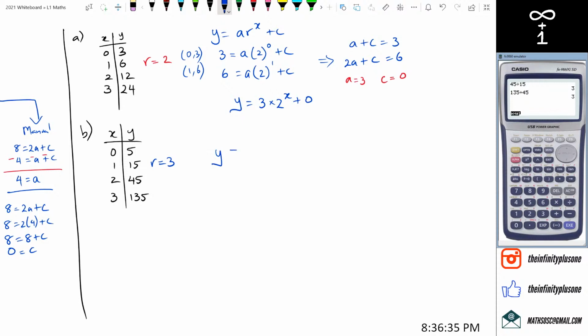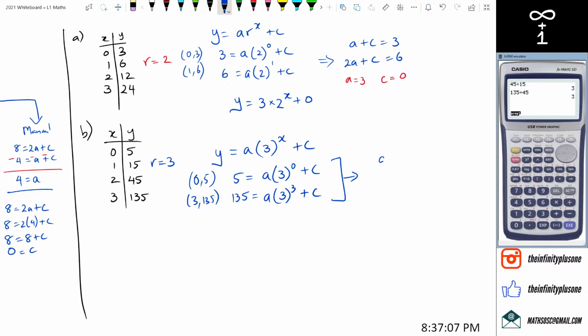So I've got y equals a, 3 to the power of x plus c. I'm going to take 2 points. So I've got 0, 5: 5 is equal to a, 3 to the power of 0 plus c. I'm going to take another point. Let's say you stuff up and you say, I don't want to use 1, 15, I want to use 3, 135. That's fine, let's use that. What we're going to get is 135 is equal to a, 3 to the power of 3 plus c. Rearranging, we get a plus c equals 5. 3 cubed is 27, so 27a plus c equals 135.